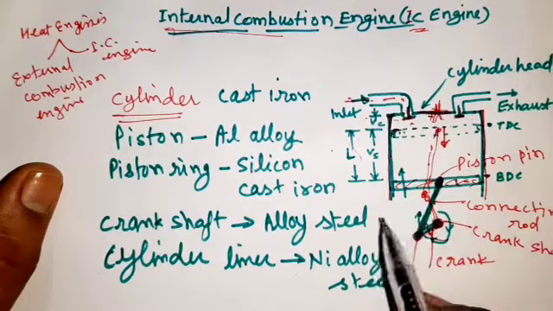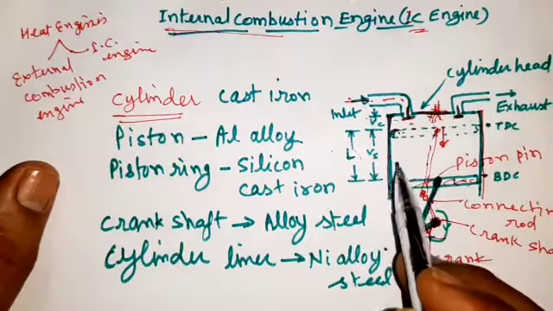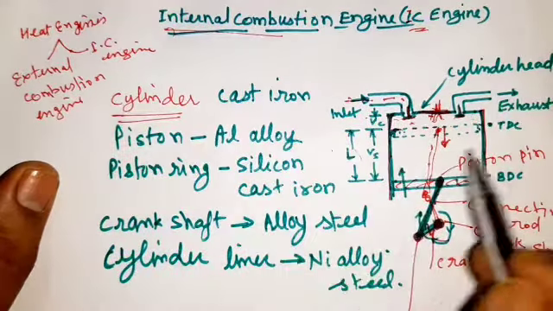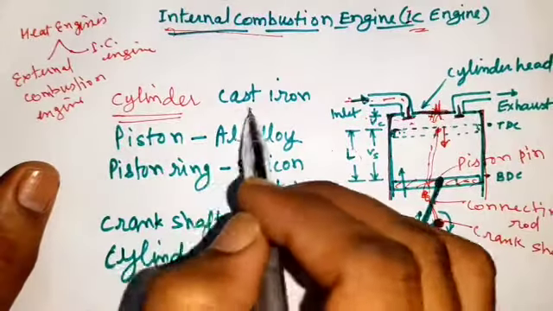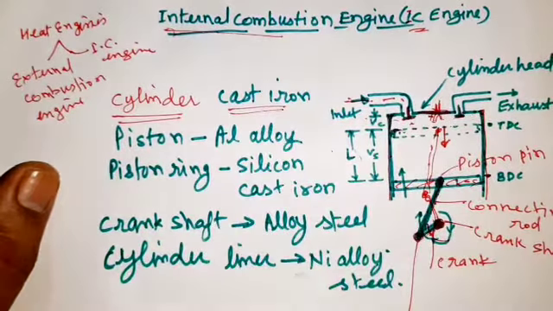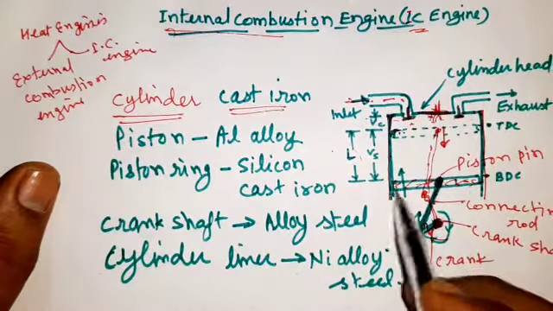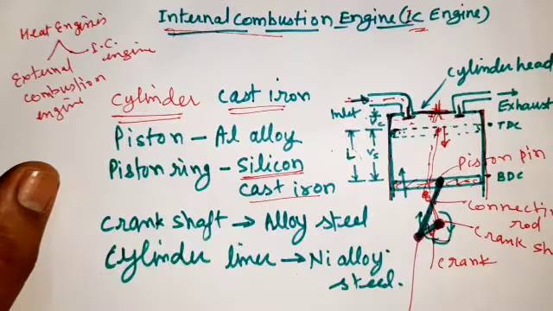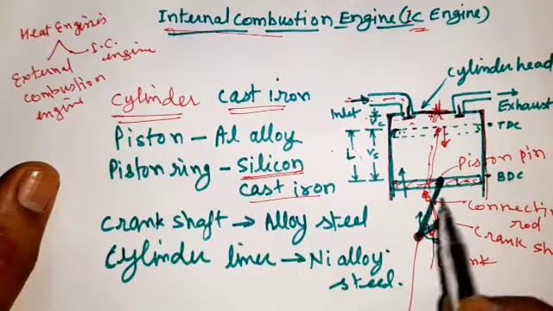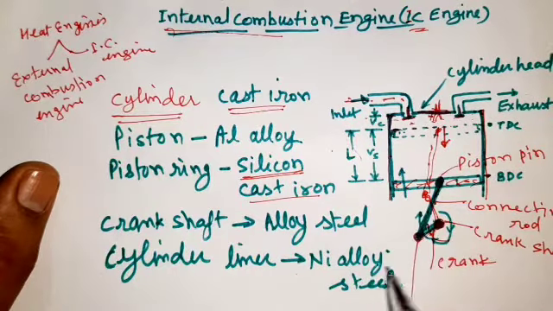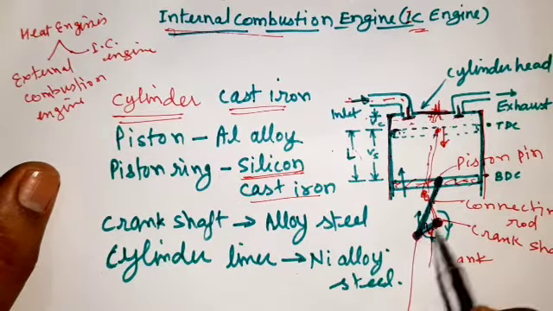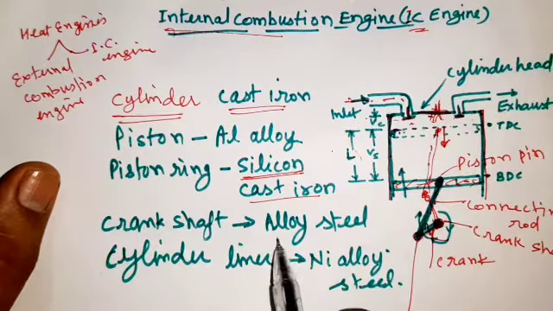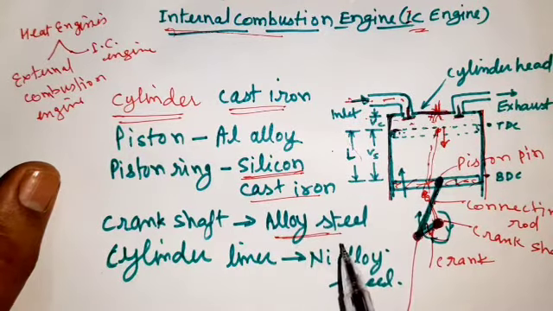Now we will talk about the materials of the elements. The major part is the cylinder. The cylinder is made of cast iron. The second part is the piston, which is made of silicon cast iron. Third is the crankshaft, which is made of alloy steel.